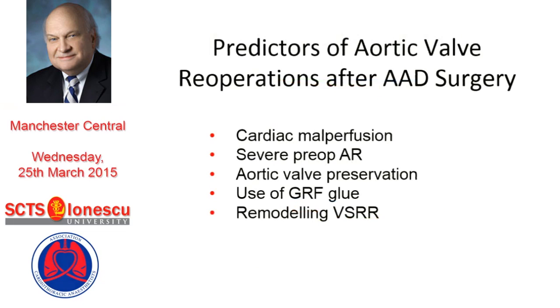And in fact, other papers have also demonstrated other risk factors. These are all the things you need to keep in the back of your mind that might lower your threshold for replacing the root. Not absolute indications, but relative indications. Coronary malperfusion, severe preoperative AR, aortic valve preservation, well, that's sort of self-fulfilling and probably shouldn't even be on that list. The use of GRF glue and the remodeling operation as opposed to the reimplantation if one does a valve-sparing operation.